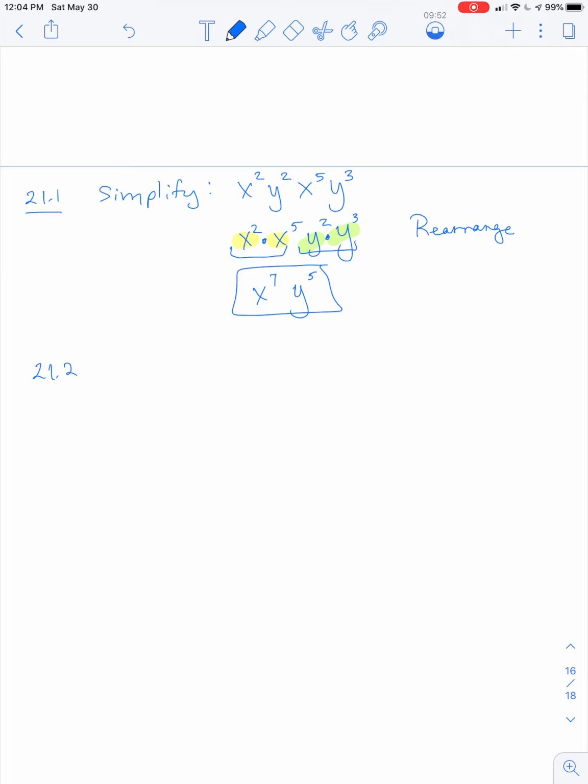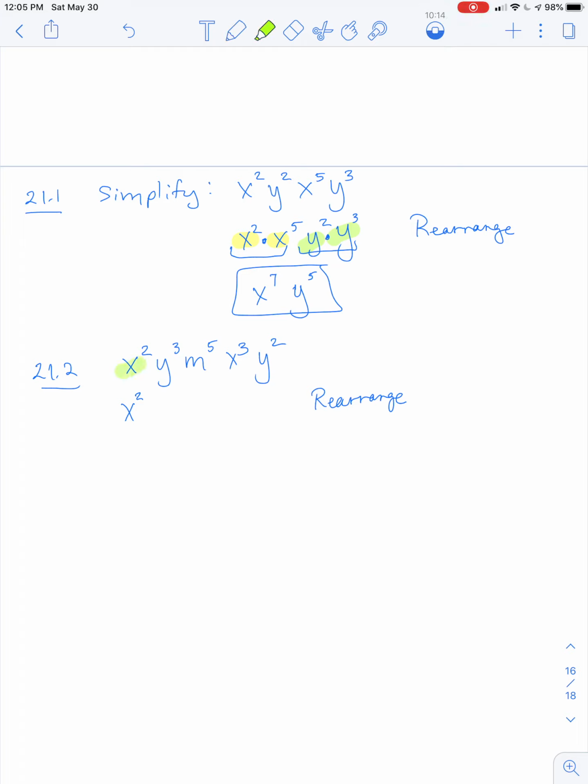Let's look at 21.2. We're going to simplify this problem here. So we have x squared times y to the 3rd times m to the fifth times x to the third times y to the second. Okay, so we're going to rearrange to put them in a better order. So we would have x squared. Let's put together what we have.